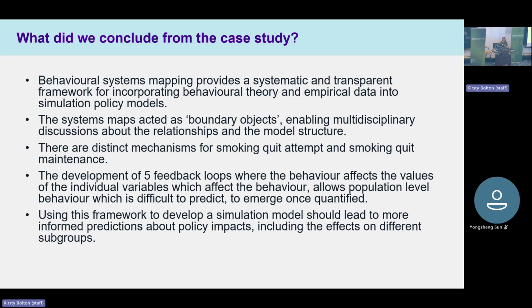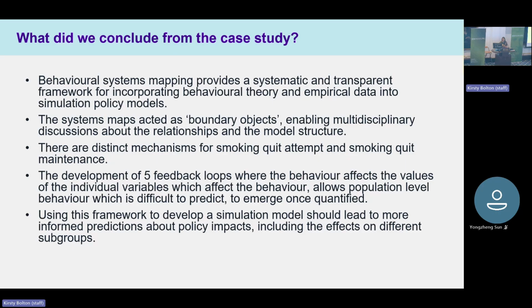So from this case study, we thought that behavioural systems mapping provides a systematic and transparent framework for incorporating behavioural theory and empirical data into simulation policy models, and hopefully addresses some of the things we talked about in the first talk. The systems maps acted as boundary objects, enabling multidisciplinary discussions about the relationships in the model structure. And there are distinct mechanisms for smoking quit attempt and smoking quit maintenance, which without doing this you wouldn't incorporate. You would just have a very simple model, and then you might make quite uninformed predictions about the impact of policies.